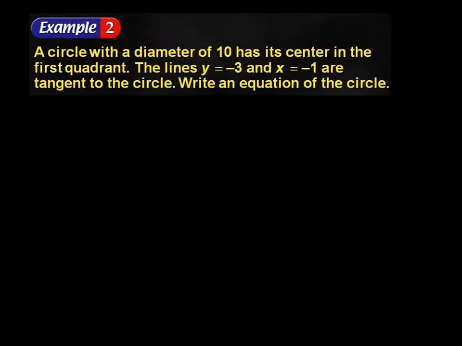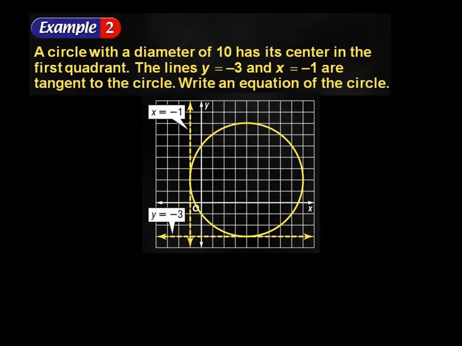A circle with diameter 10 has a center in the first quadrant. The lines y equals negative 3 and x equals negative 1 are tangent to the circle. Write an equation of the circle. Let's start with drawing something. Okay, we know where y equals negative 3 is, and we know where x equals negative 1 is, and we want to draw a circle that is tangent to both of those lines.